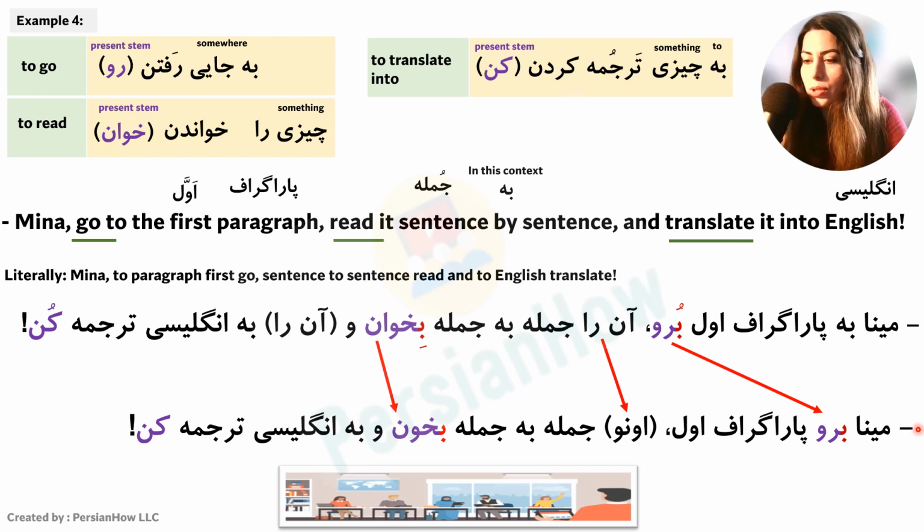I'm going to read it one more time. مینا برو پاراگراف اول، جمله به جمله بخون و به انگلیسی ترجمه کن.